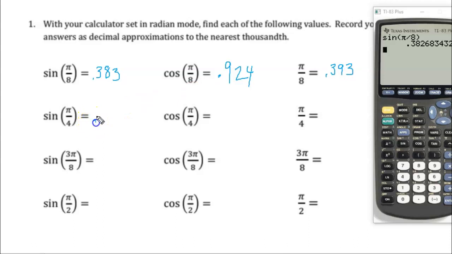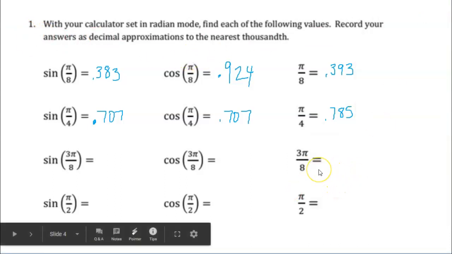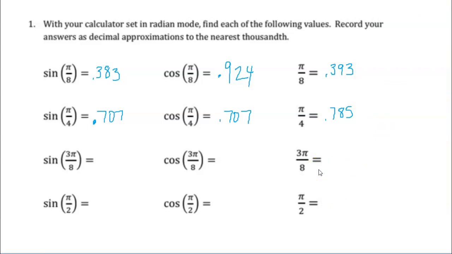Sine of pi over 4 is 0.707. Cosine of pi over 4 is 0.707. And pi over 4 itself is equal to 0.785. What we want to see is, do we notice any patterns in that? Does that match anything from our picture? Does anything look like it goes with it?